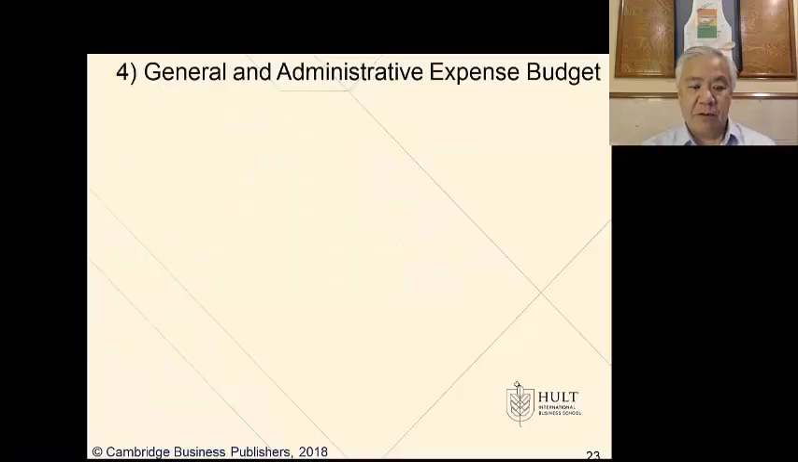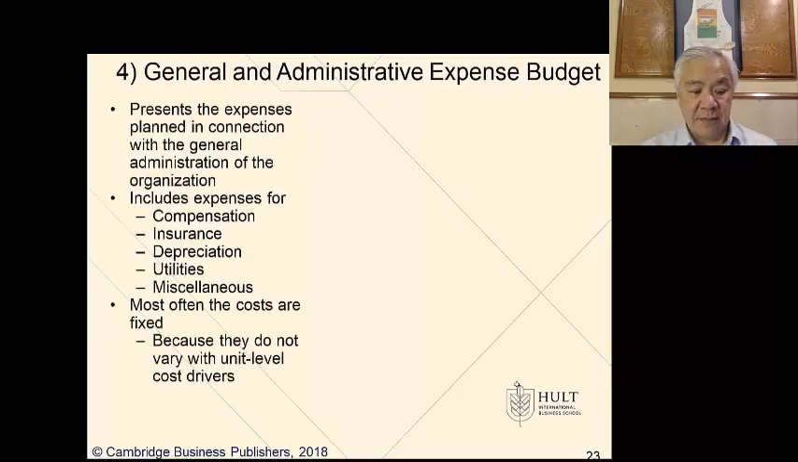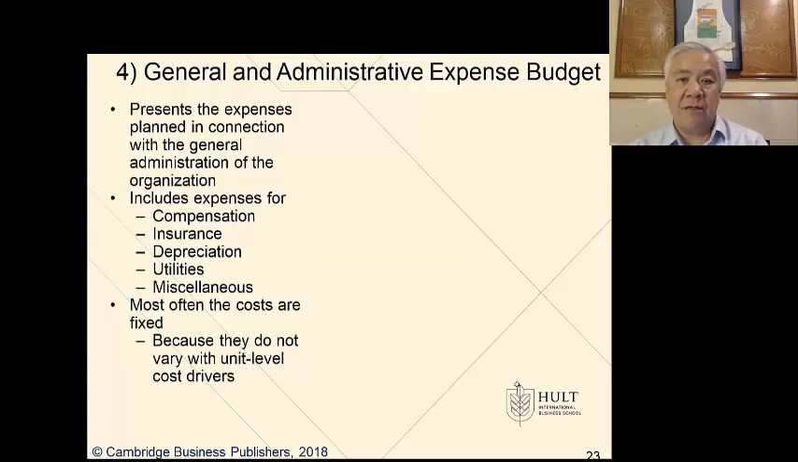Next, we'll look at step 4, which is general and administrative costs. And this is looking at the general costs for running the business. And it could be corporate level people like the CEO, CFO, the accounting departments, etc. And we need all expenses necessary to cover their costs, such as compensation, insurance, depreciation, utilities, miscellaneous, rent, of course, would be in there as well.